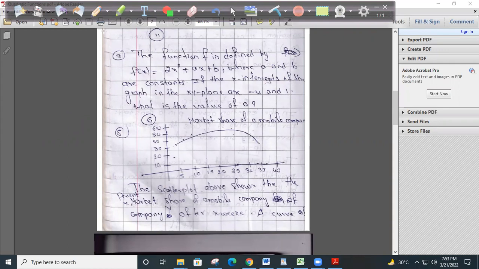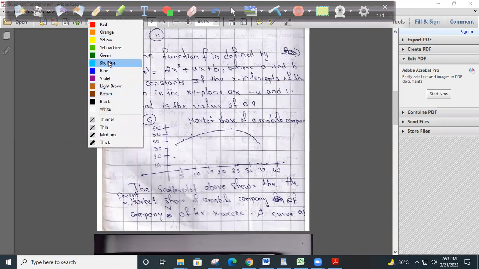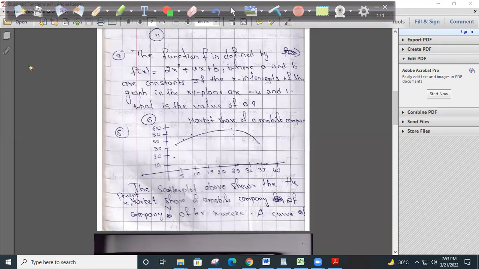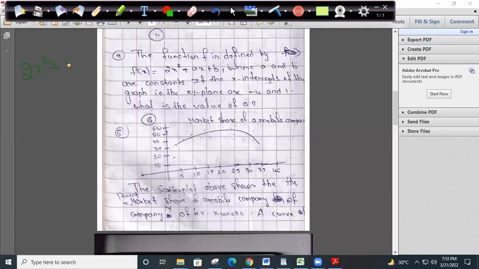Okay, 2 to 3 students have given me answers. See how I'm going to solve this. They gave me a function. What is the function they gave? 2x square plus ax plus b, and they're saying a and b are constants. So the parabola opens upwards, and they gave x-intercepts. What are the x-intercepts? -4 and 1. So what is the midpoint of -4 and 1? -4 plus 1 by 2 is -3 by 2. So we know the x coordinate of the vertex is -3 by 2. I also know how to find the x coordinate of the vertex.